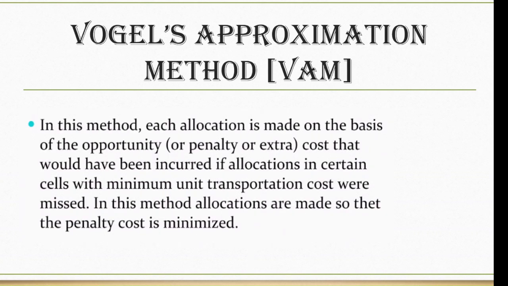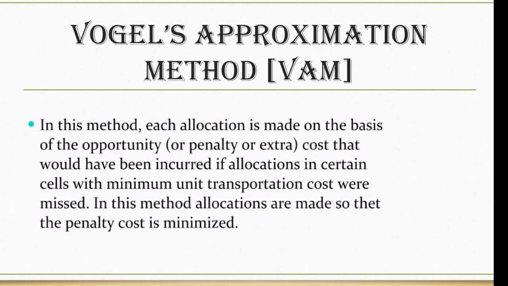In this lecture, we'll be talking about Vogel's approximation method. It's another method for the transportation problems and it is one of the best methods. So in this method, each allocation is made on the basis of the opportunities. That means the penalty that we will be calculating, that would have been incurred if allocations in certain cells with minimum unit transportation cost were missed.